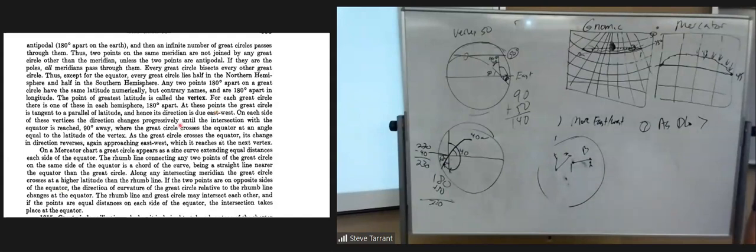All right, let's see what else this says. On each side of the vertices, direction changes progressively as the great circle crosses the equator. On a Mercator chart, a great circle appears as a sine curve extending equal distances each side of the equator. The rhumb line connecting any two points of the great circle on the same side of the equator is the chord of the curve, meaning a straight line near the equator. I don't even care about the rest of that paragraph.